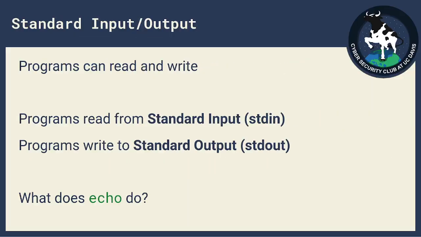All right, course content now. This is a bit of review from 36A, but as we know, programs can read and write in multiple different ways. If we're just thinking about it from the perspective of a terminal, programs read from standard input, or stdin, and then they write to standard output, or stdout. This is sort of review from C.